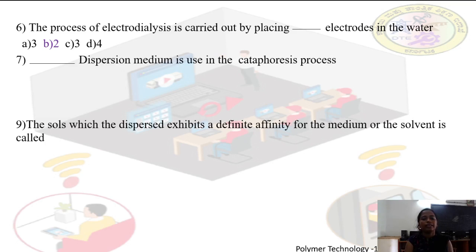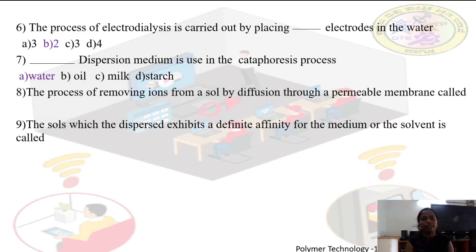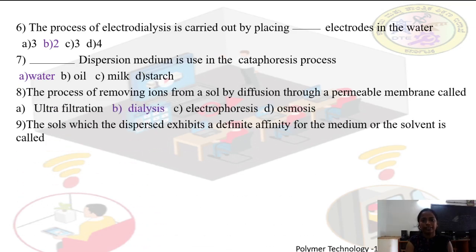Seventh one: dash dispersion medium is used in the cataphoresis process. A. Water, B. Oil, C. Milk, D. Starch. The answer is A, water. The process of removing ions from a solution by diffusion through a permeable membrane is called: A. Ultrafiltration, B. Dialysis, C. Electrophoresis, D. Osmosis. The answer is B, dialysis.